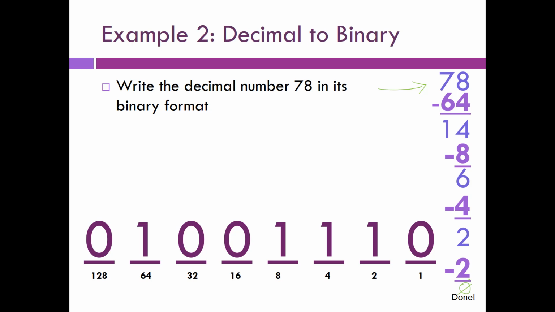Once again, what's remaining on my screen is the answer. So 78 would be 0100 1110. That's how we would write the number 78 in binary. Once again, you can double check that by doing a little math backwards. So you'd have 64 plus 8 plus 4 plus 2, and you could see that indeed that is 78.